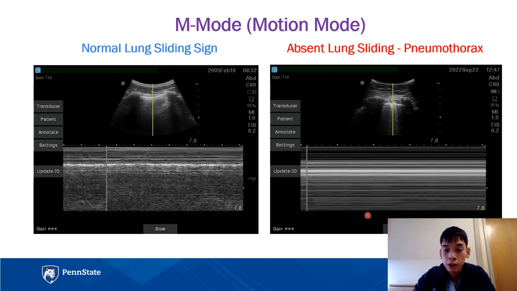There's no image of a barcode, but you can imagine that this looks like a barcode sign, while this one looks like a seashore sign on the left. And again, this barcode sign is pneumothorax or absent lung sliding sign, okay? So if you're not able to see it in real time, just go ahead and flip it into M mode or motion mode, and then you should be able to see and interpret the two different images that we have here. All right?